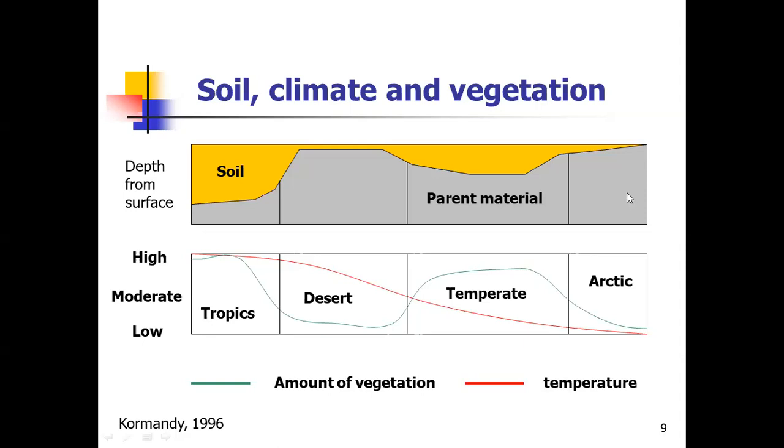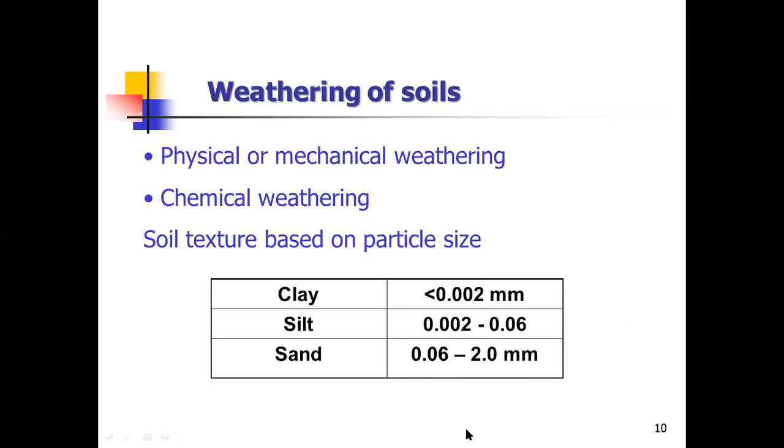And finally, we come to the cold desert. In the cold desert, the temperature is very low, vegetation is also low, and the parent material is going to remain high with the topsoil remaining extremely thin.